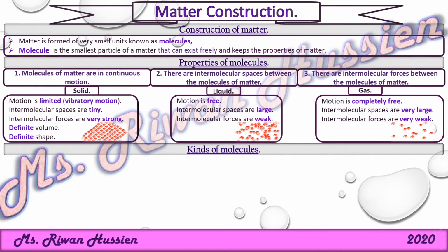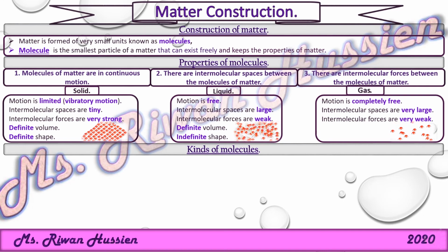Coming to liquid matter, it has definite volume and indefinite shape. And this is because the motion of liquid molecules is free. The intermolecular spaces between the liquid molecules are large. The intermolecular forces between the liquid molecules are weak. So, liquid matter takes the shape of the container.